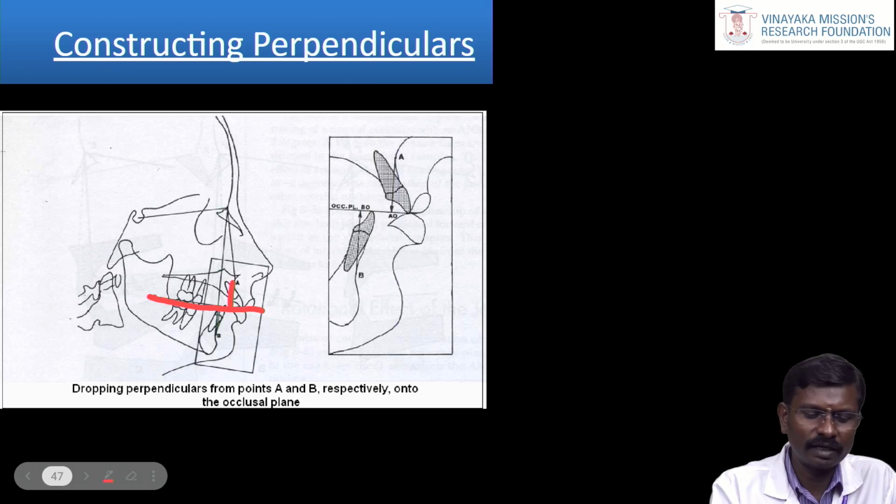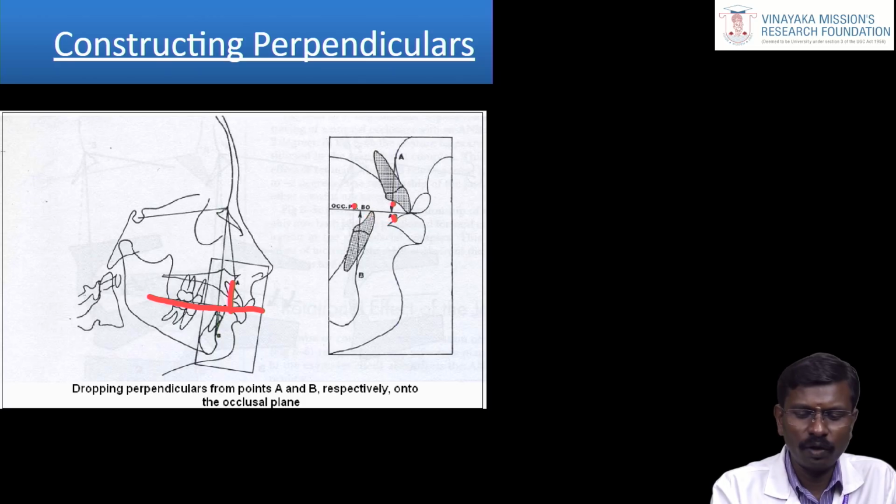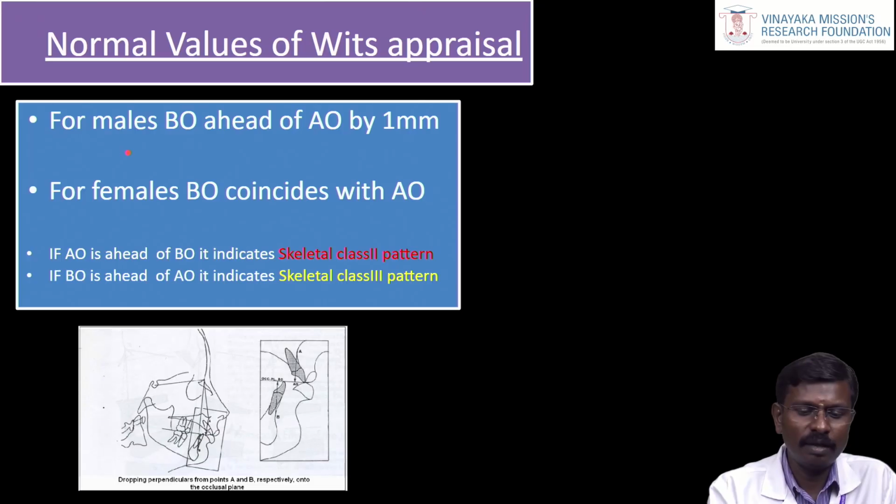You have to use the set scale, that we had seen, no. With this we have to mark this, and this point is an AO point, and from point B to the occlusal plane this is called as a BO point. This difference we have to make out, whether the AO is ahead or BO is ahead. In a male patient, the BO will be ahead of AO by 1 millimeter. This is the normal value. For female, the BO coincides with the AO.